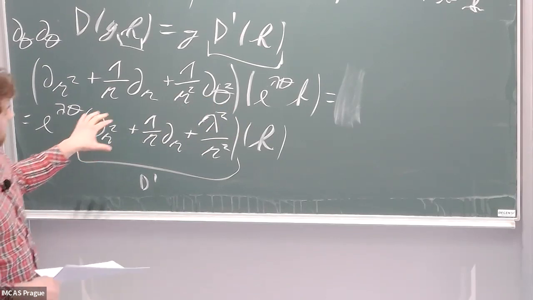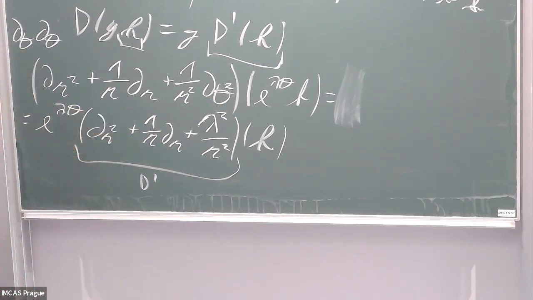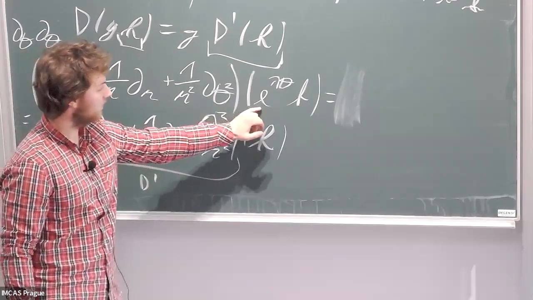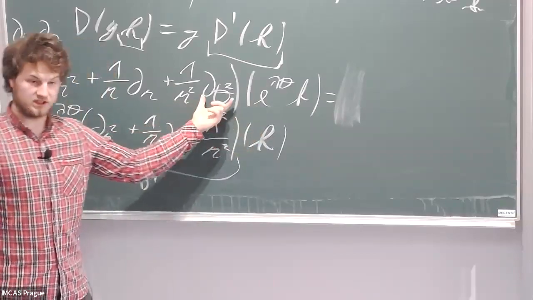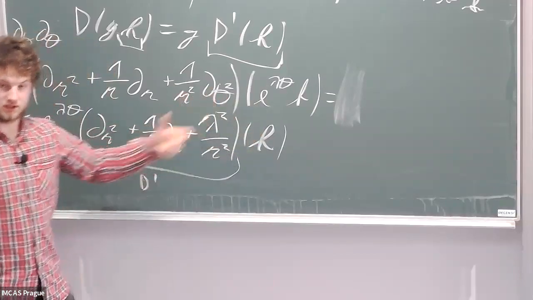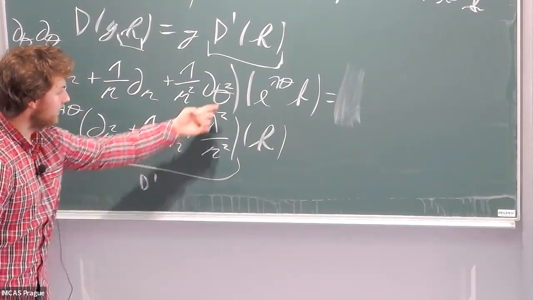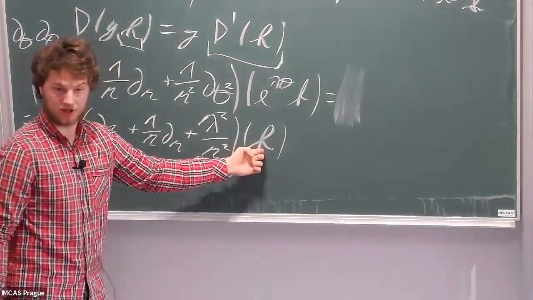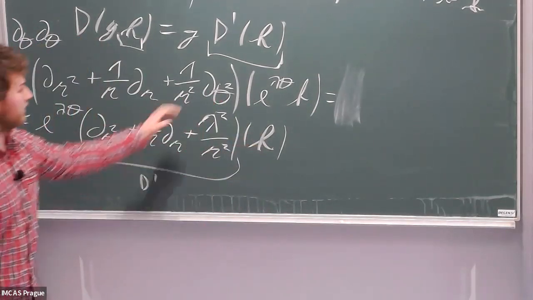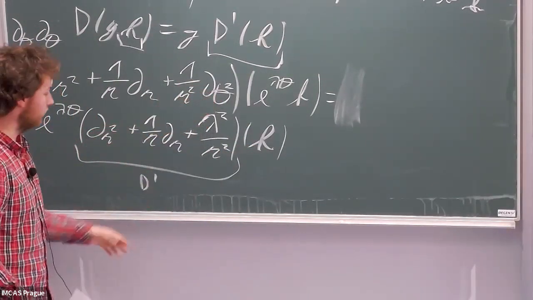And actually the exponential is the eigenfunction of this d theta. And that's not a coincidence, that's just the point of the separation. By the way, this D prime is not uniquely determined. I can add some d thetas because they act as zero on h, so it doesn't matter. But if I don't want any d thetas, it's unique.